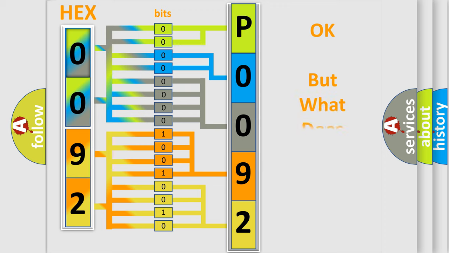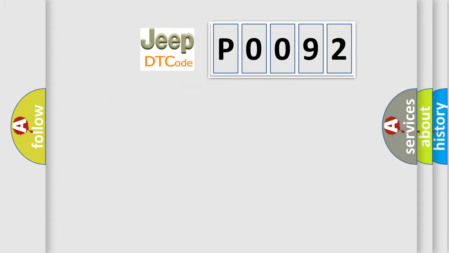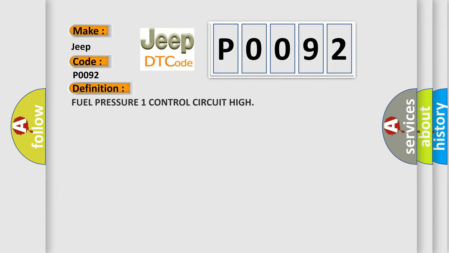The number itself does not make sense to us if we cannot assign information to what it actually expresses. So, what does the diagnostic trouble code P0092 interpret specifically for Jeep vehicles? The basic definition is fuel pressure 1 control circuit high. And now this is a short description of this DTC code.